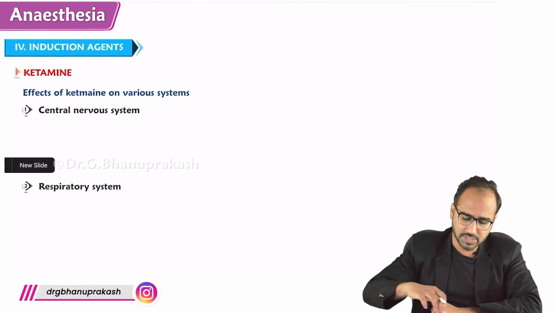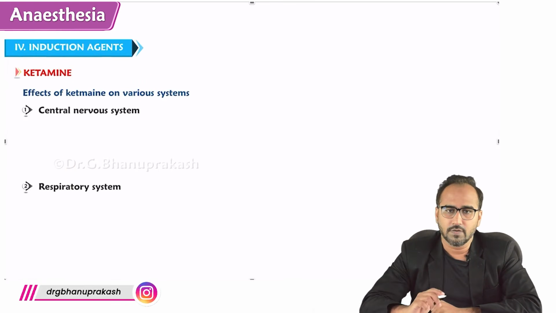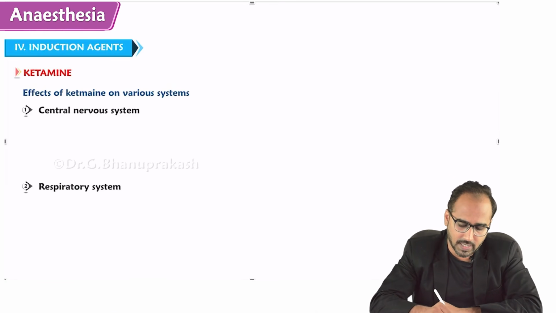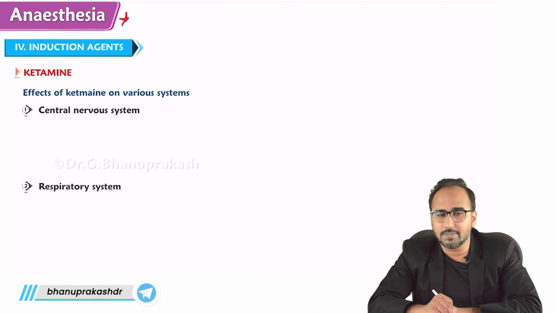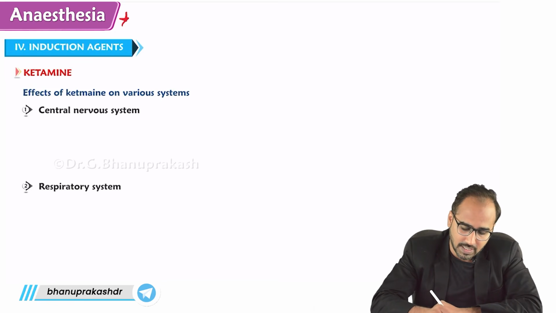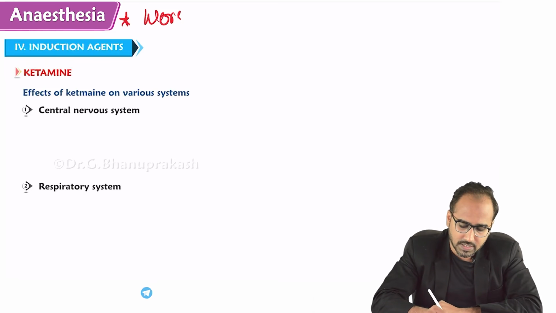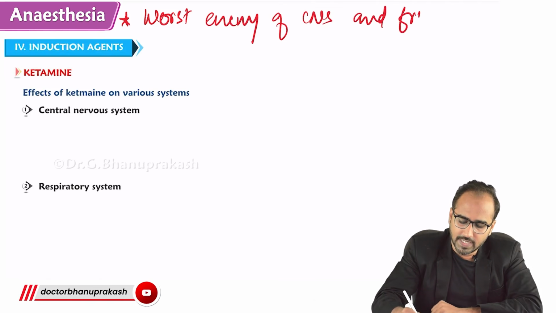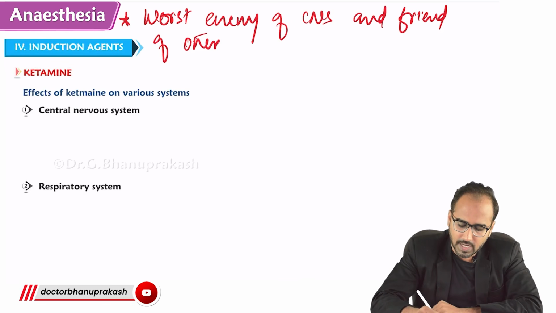We need to discuss the effects of ketamine on various systems. When discussing the effects of ketamine on various systems, we have to remember one line regarding the effects. Ketamine is what to the CNS and what to the other systems? Ketamine is regarded as the worst enemy of CNS and friend of other systems.